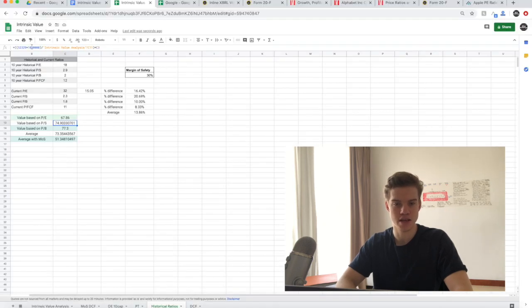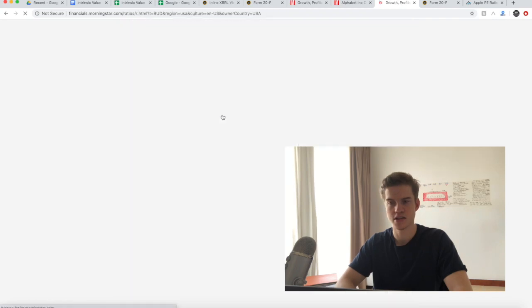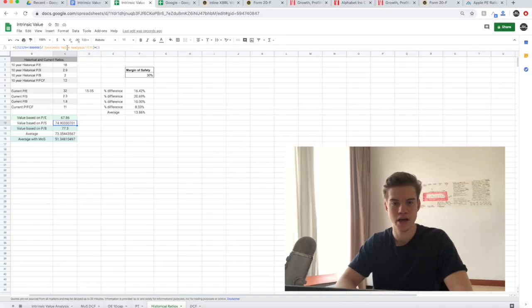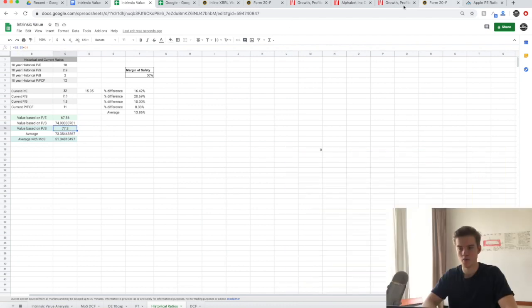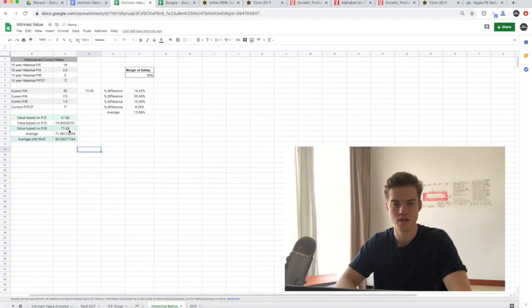If you were to take the sales of AB InBev today, which is what I did here, if you take their revenue today, which is around 52 billion, and divide it by the number of shares and then times it by this price to sales multiple here, you would get a value of around $74 per share. And if you do the same thing with price to book, their current book value is 35.84 from the previous year. It would be around $71. So you get the average is around $71.